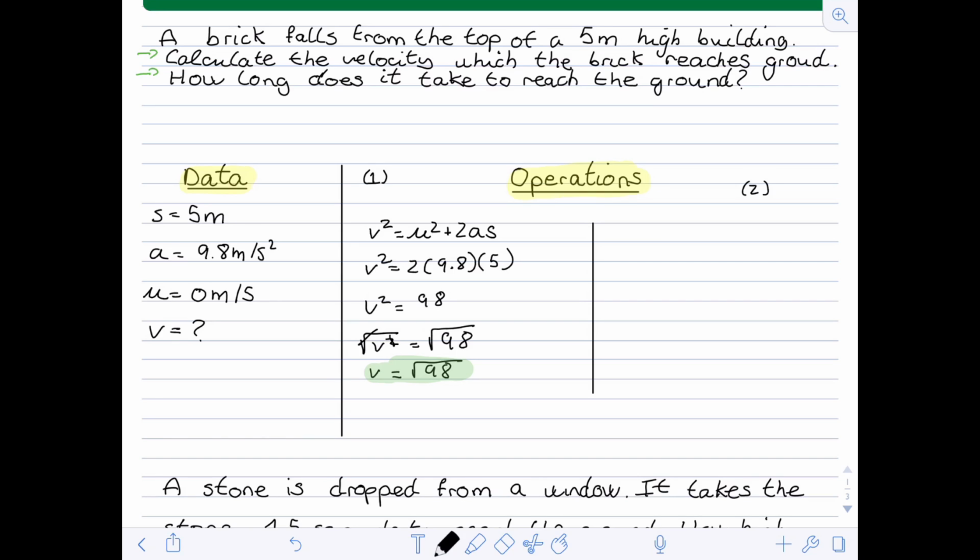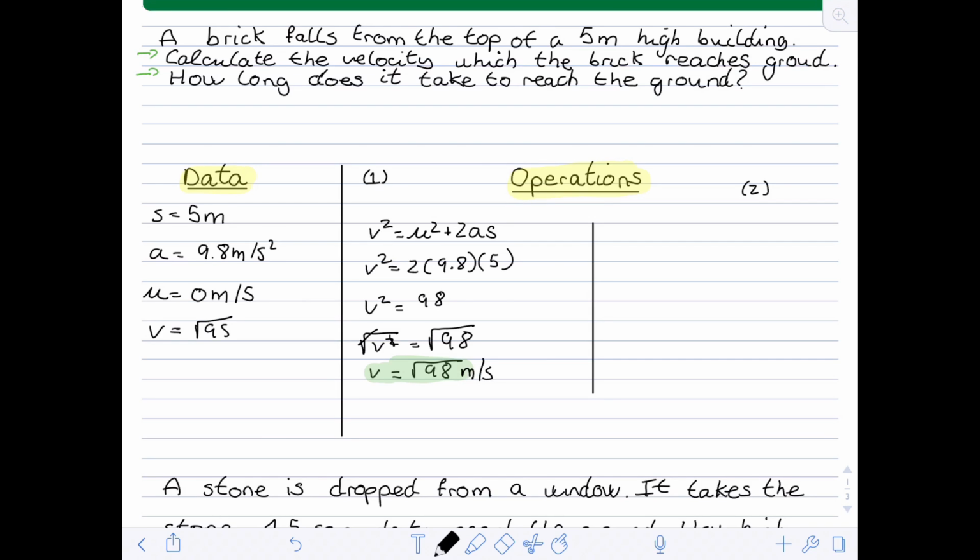Well, we can leave it as a root square because it is more accurate. The root square of 98 might have infinite values after the decimal point, and we can't really write infinite numbers on a piece of paper. So if you leave it as a root square, it's going to be more accurate. You might want to leave it like this.